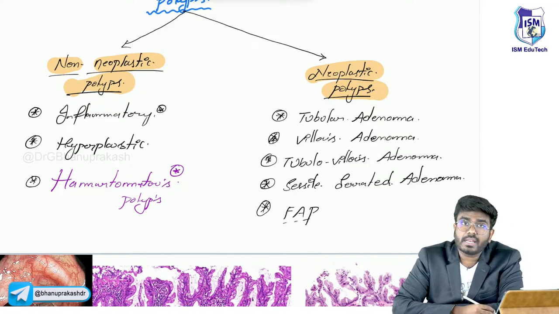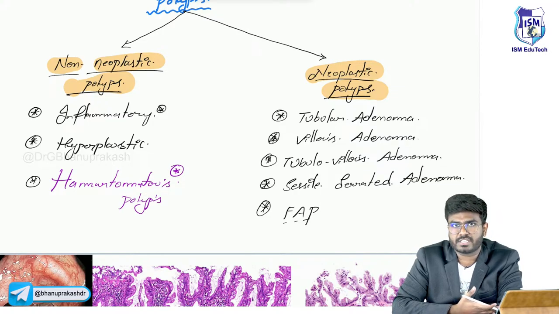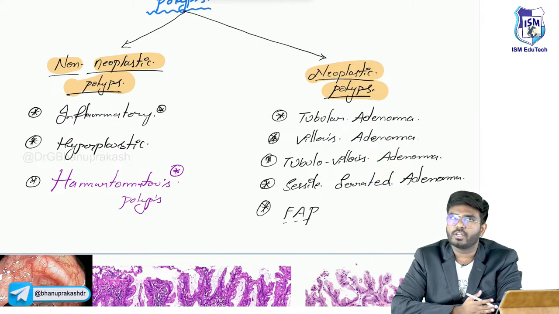Sir, in this condition, familial adenomatous polyposis, there will be hundreds and thousands of polyps that are going to grow in the intestines. All of them are examples of neoplastic polyps. They will turn into cancers. 100% they will turn into cancers. If you leave them, they will turn into cancers.